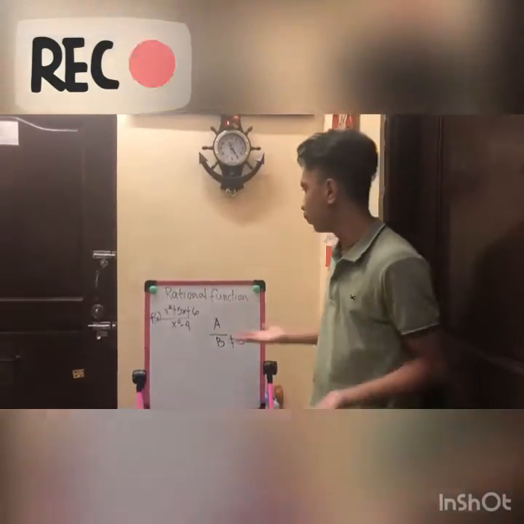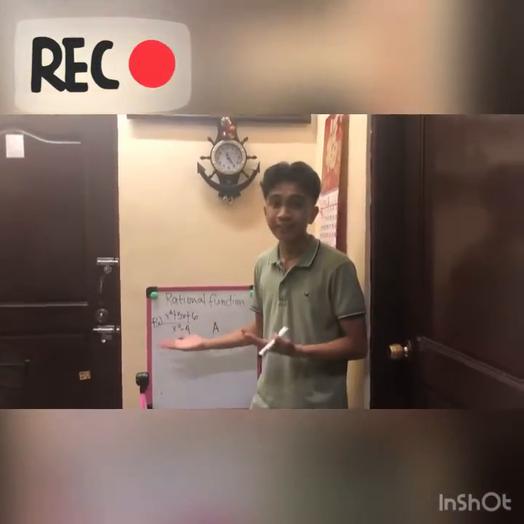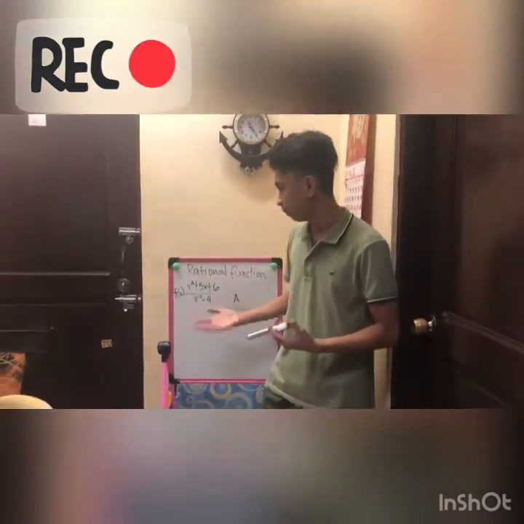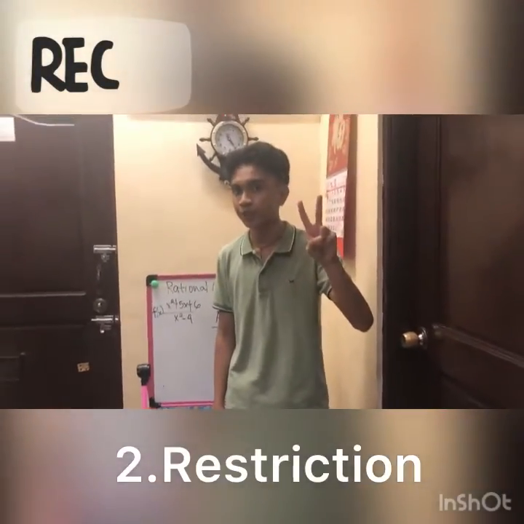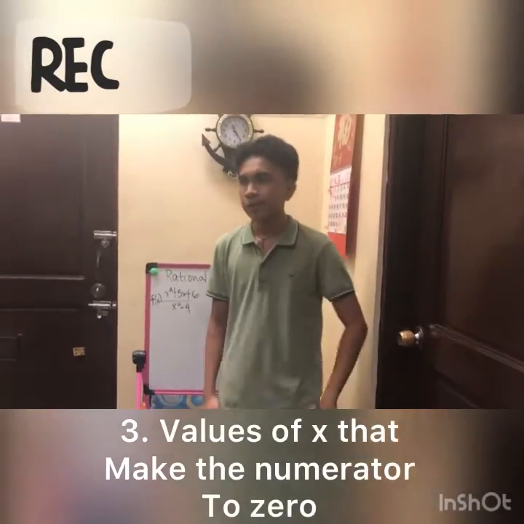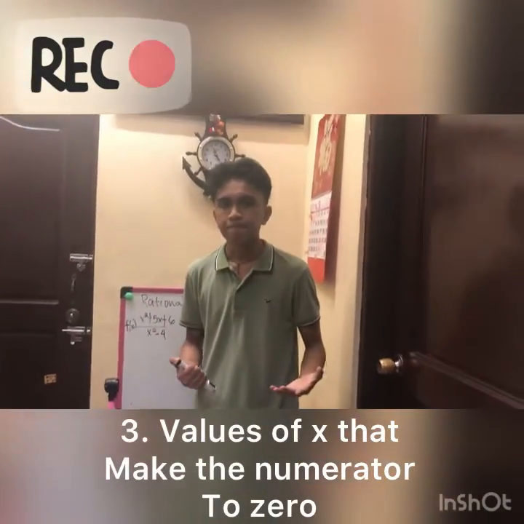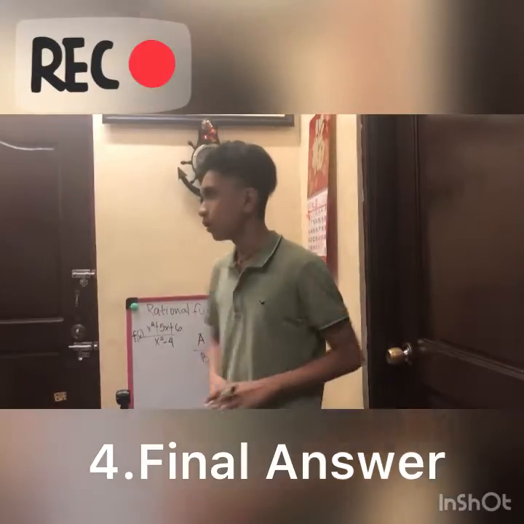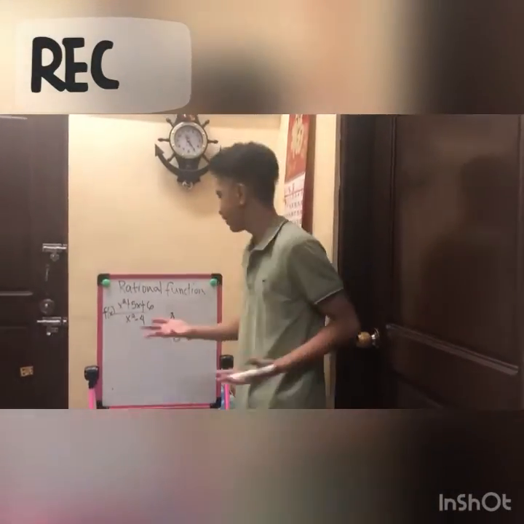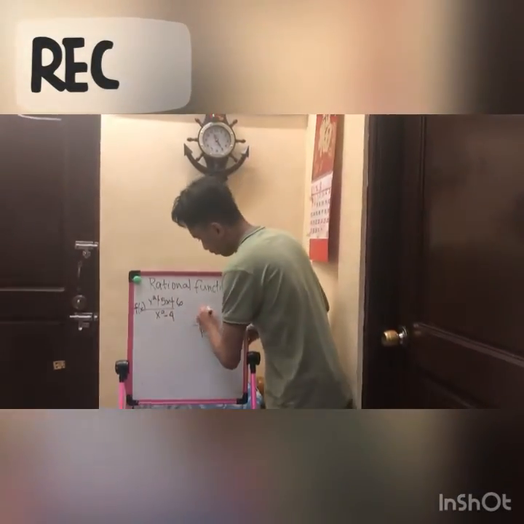Now let's move to how to find the zeros of a rational function. So we have 4 steps in finding the zeros of a rational function, which is: first step, factor the given rational function. Second step, find the restriction. Third step, same steps as restriction but look at the numerator. And fourth step, which is the final answer. So to give you an idea, I have an example here. So let's solve.